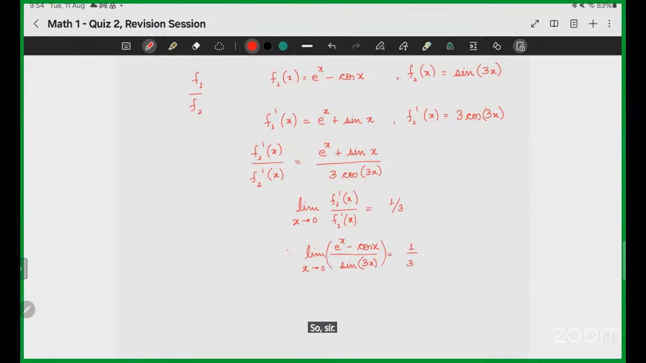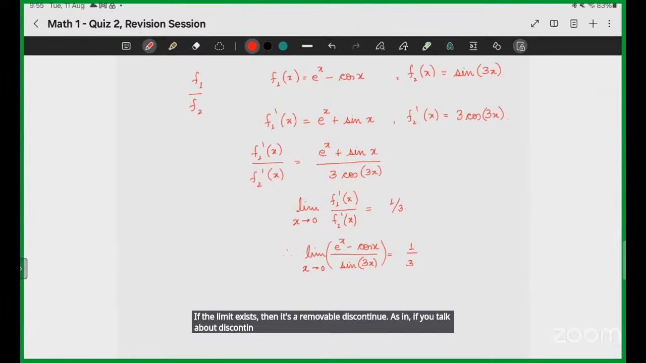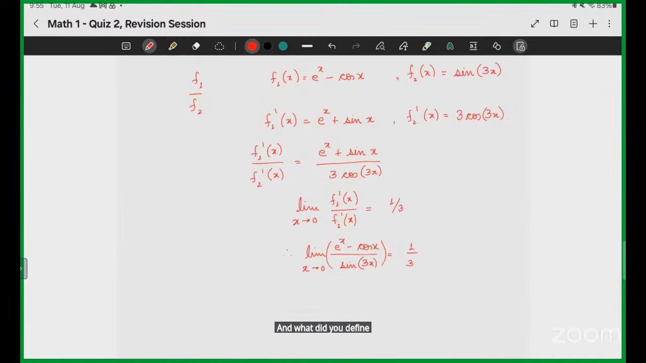So, sir, we can say that the functions in which we use L'Hopital's rule are removable discontinuity functions. Yes. If the limit exists, then it's a removable discontinuity. If you talk about discontinuity, first of all, it has to be defined at that point also. And what did you define it as in the first place? Right. So if that is defined arbitrarily, it can be extended to a continuous function. You can say that.